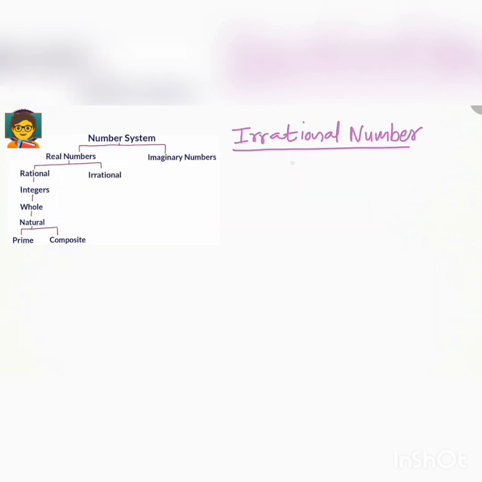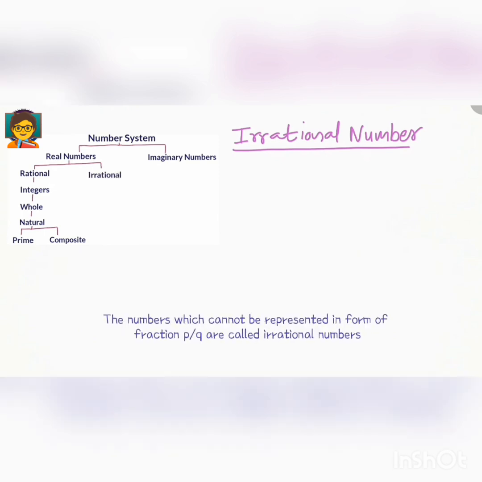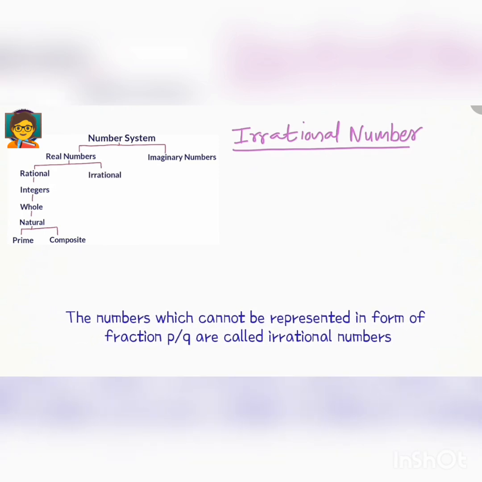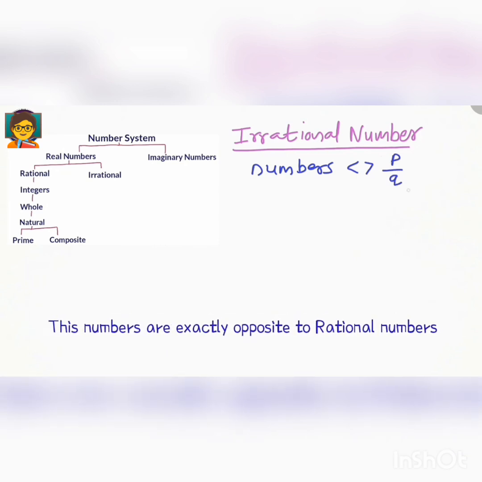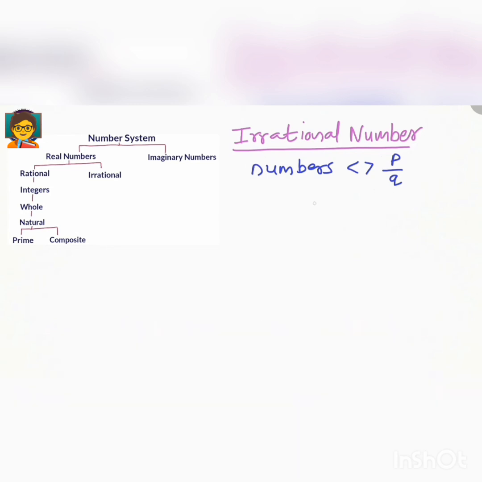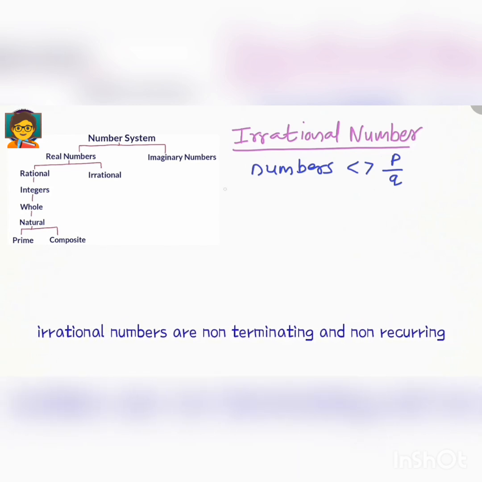Let's understand the irrational numbers now. Irrational numbers are the numbers which cannot be represented as fractions. So these numbers cannot be represented in p by q format. These numbers are exactly opposite to the rational numbers, and these numbers are non-terminating and non-recurring. We have seen the rational numbers which were either terminating or non-terminating and recurring. However, irrational numbers are non-terminating and non-recurring.